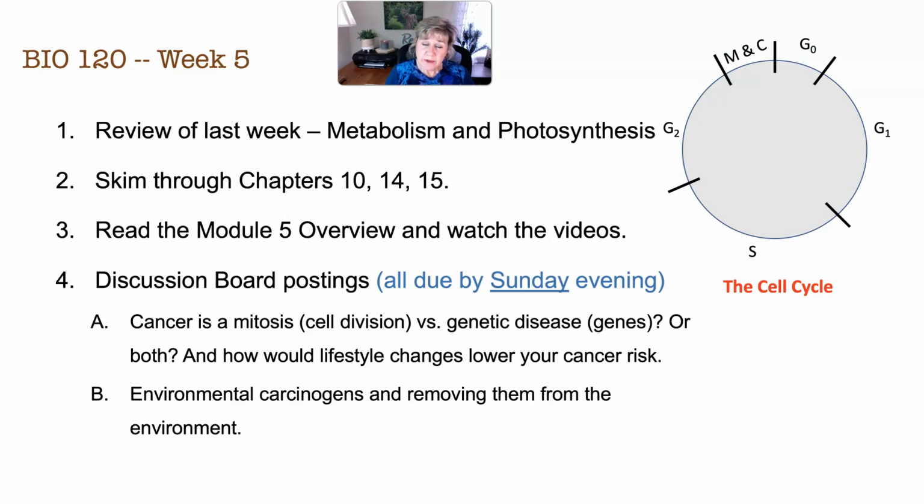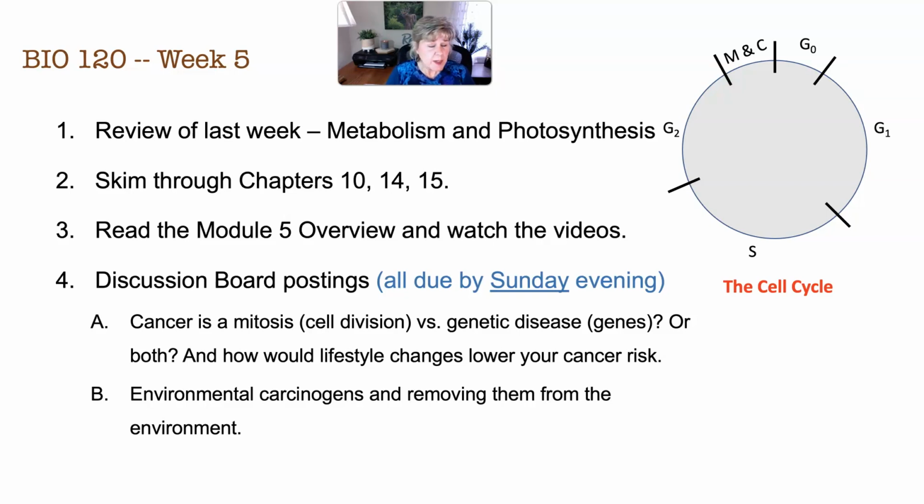The other important thing is that there are checkpoints all along this way. So if the cell hasn't grown enough in size in G1, there are checkpoints there where the cell checks itself to make sure everything is in place before it moves on to the S phase. Cancer cells ignore the checkpoints. They don't care if the cell's grown enough. They don't care if the DNA's been replicated correctly. They don't care if the cellular machinery is there to make cell division happen.